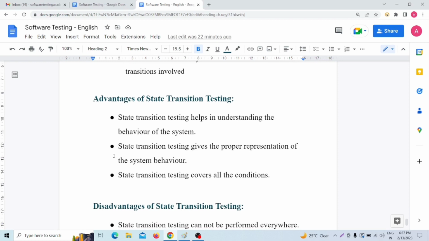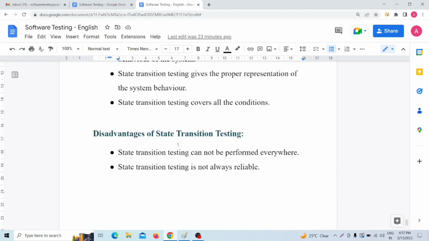Third one is that state transition testing gives a proper representation of the system behavior. And the fourth one is that state transition testing covers all the conditions. That means nothing but 100% test case coverage: all the positive conditions, all the negative conditions, all the different state conditions. So everything we have to test in the state transition technique. So these are the advantages of state transition testing.